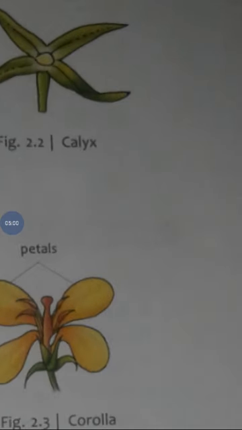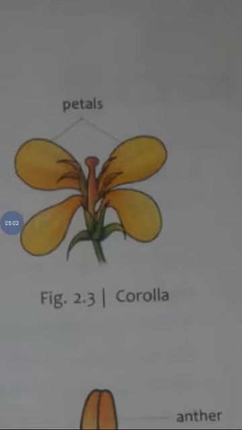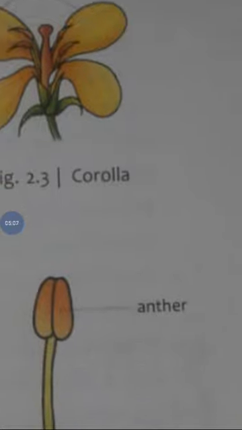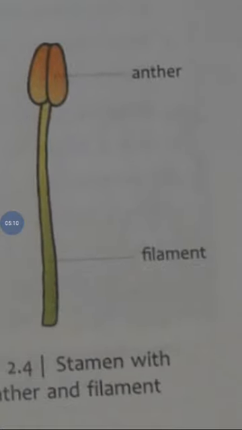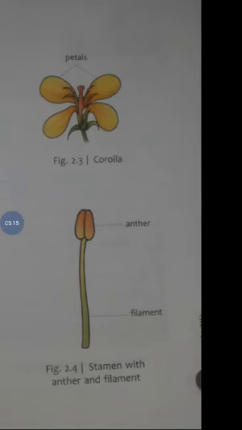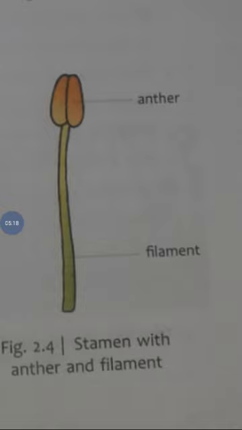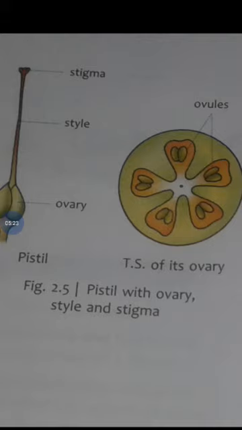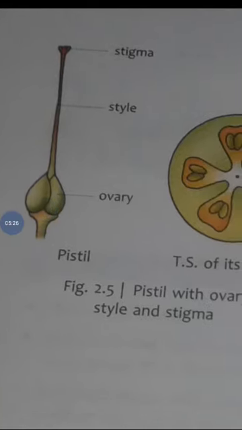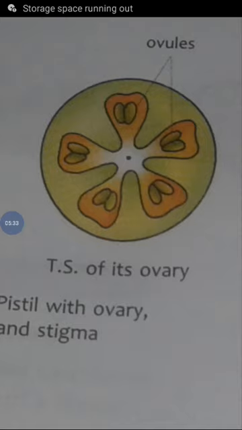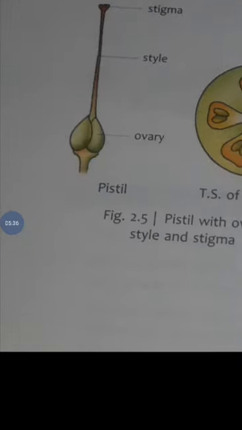This is a calyx, a green structure. This is a corolla and this is a petal. Here you see the yellow petals, and these are the male reproductive parts of the flower, anther and filament. This is jointly known as stamen. Now these are the female reproductive parts: stigma, style, and this is the ovary. This is all combined known as pistil. And here this is a transverse section of the ovary which contains ovules.